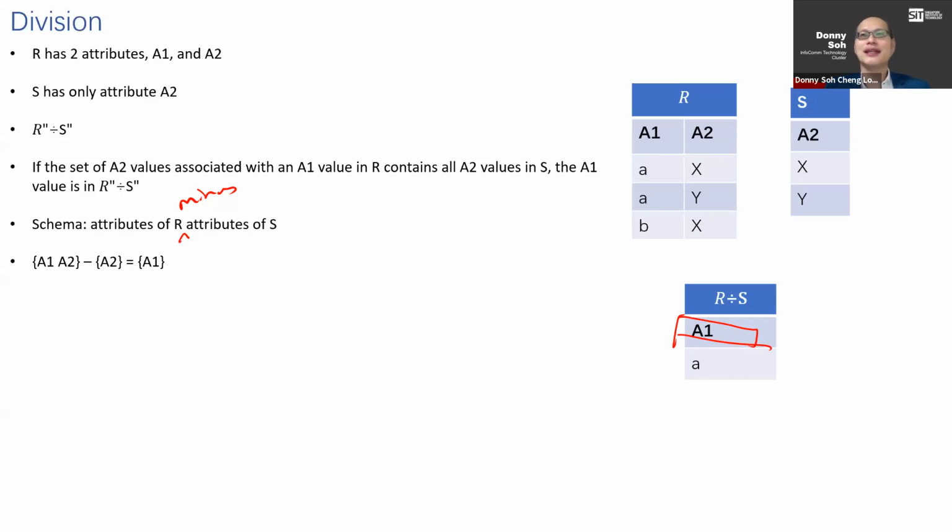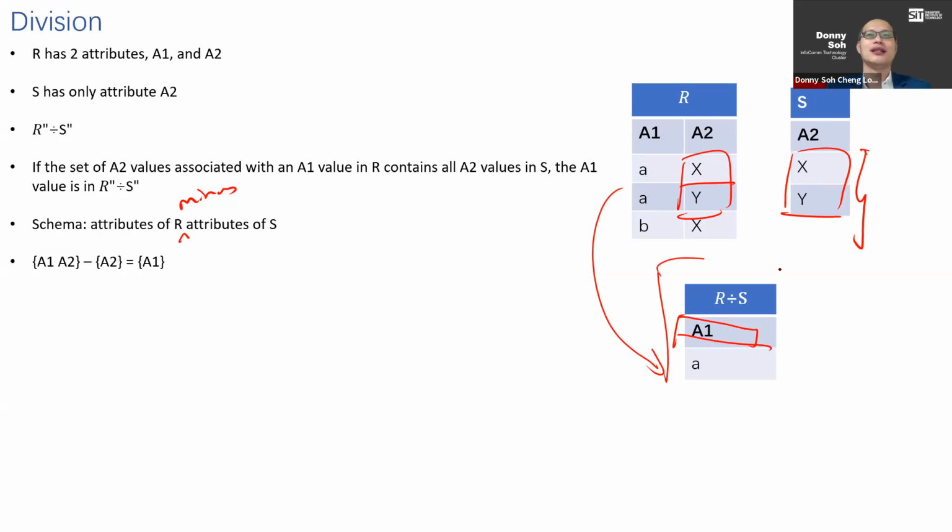And the interesting thing is, let's say if this is X and Y, I can only take the rows with both X and Y, or rather with all the corresponding values in S, in order for me to output a value here in my division operator. So R must contain all the values in A2.